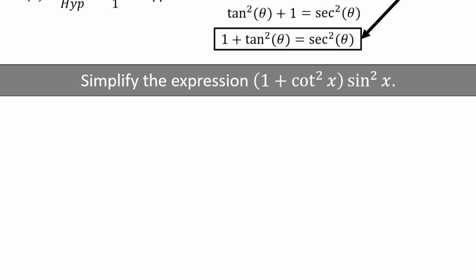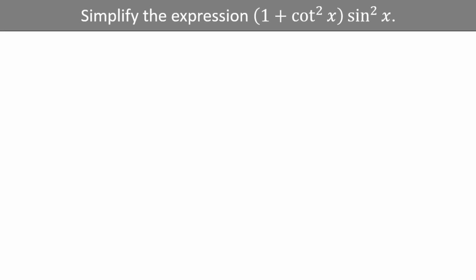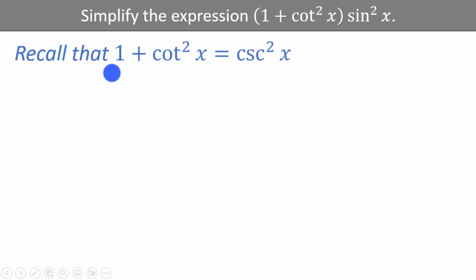Let's try some practice simplifying trigonometric expressions related to the Pythagorean identities. Here we are asked to simplify the expression 1 plus cotangent squared times sine squared. As I mentioned a moment ago, I always remember that 1 plus a squared tangent-related function, either tangent squared or cotangent squared, is an identity. More specifically here, 1 plus cotangent squared is the same thing as cosecant squared.